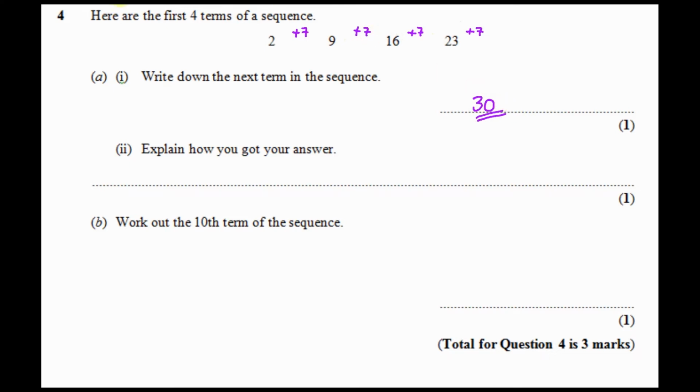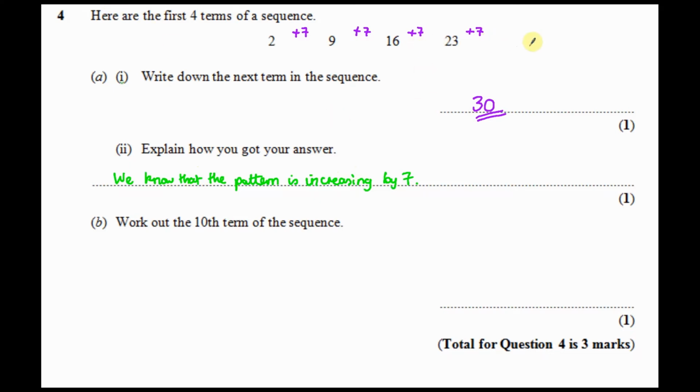Part B says explain how you got your answer. We know that the pattern is increasing by 7 every time. Now to work out the 10th term, you've got a choice here.